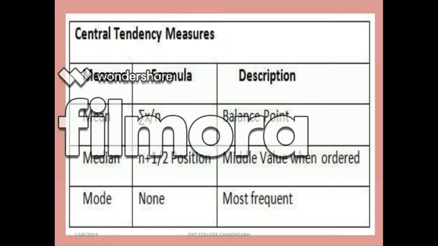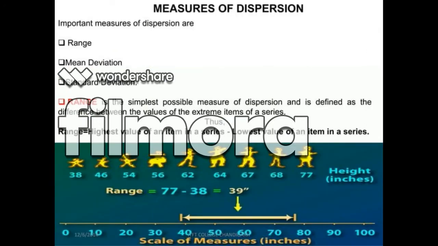Okay, so the central tendency measures, these are the formula as I have mentioned earlier. So the mean, this is the formula. It talks about the balance point. Median, this is the formula. It talks about the middle value when ordered. In the mode, it doesn't have any formula, but it is used to know the most frequent value gathered from a data set.